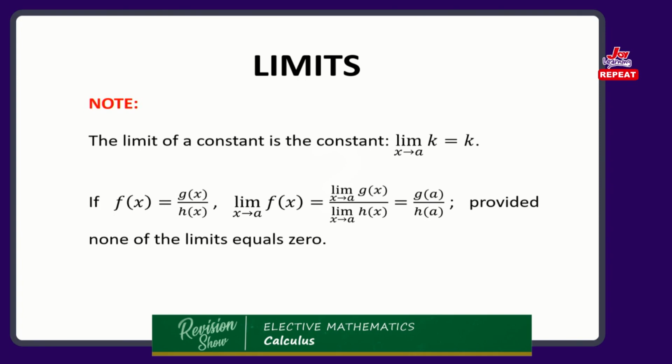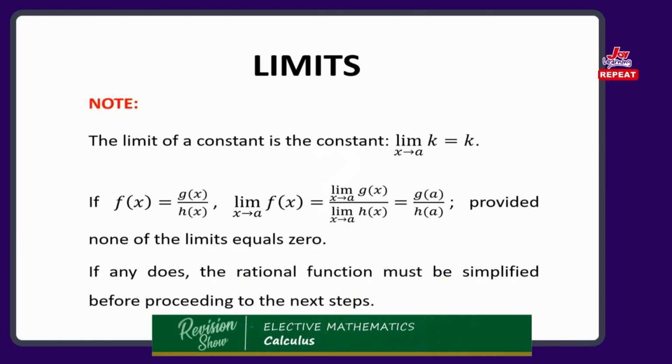What happens if any one of them will be zero on their own? Well, then the original function, which is rational, must be simplified. Don't worry if it sounds like too much of technicalities. A few examples will clear everything.